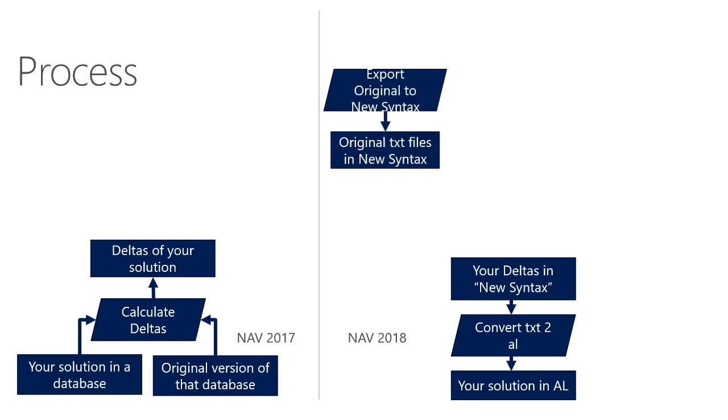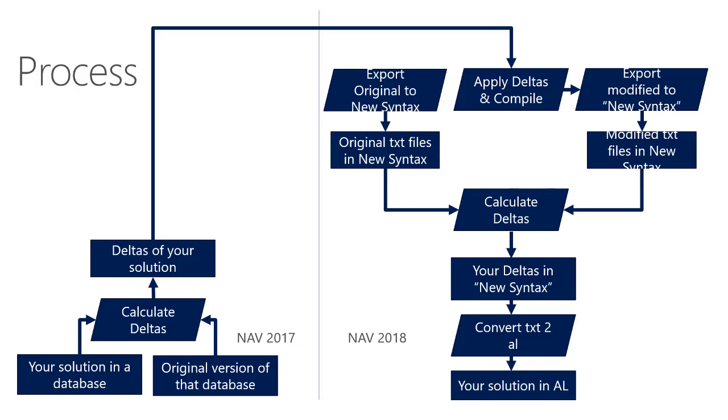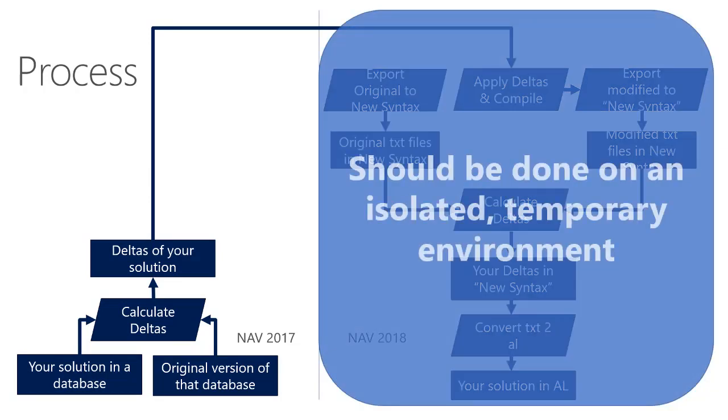On the right-hand side, we have the original text file in new syntax. So that's the non-modified objects. Then we apply the deltas of your old solution onto the new version. And then from there, we export the modified objects in new syntax. So now we have original text files and also modified text files. Based on those two, which are in new syntax, we calculate the deltas, and those files are then converted to AL. And all that on the right-hand side should be done on an isolated temporary environment.